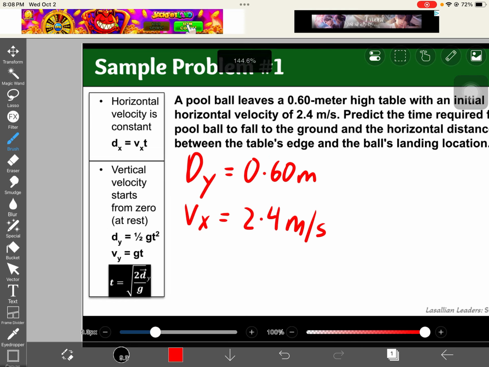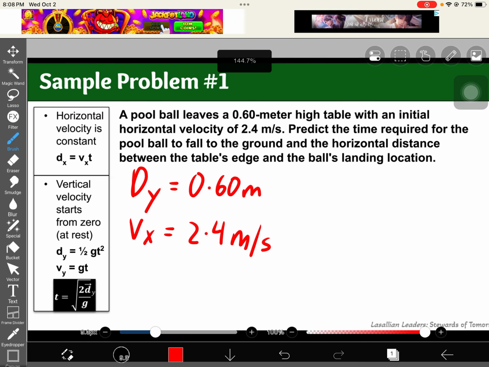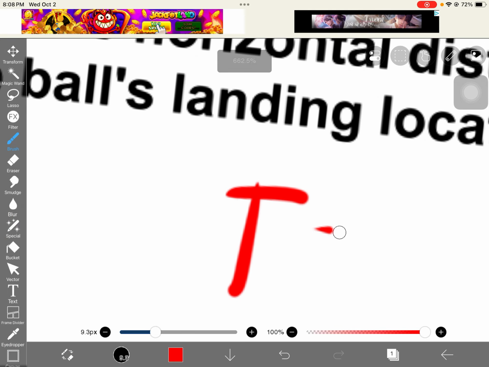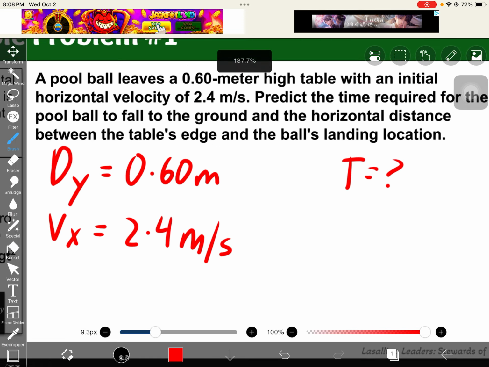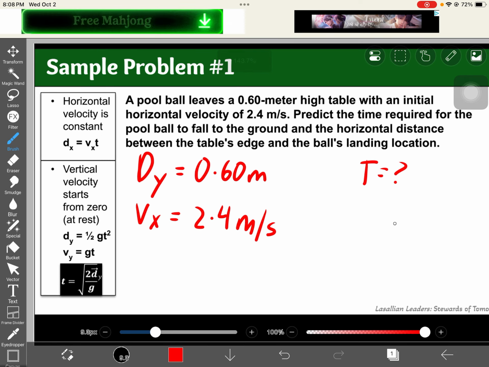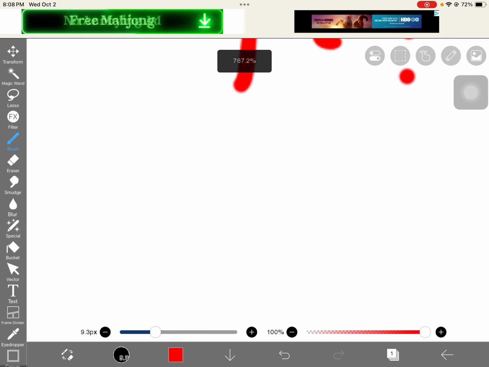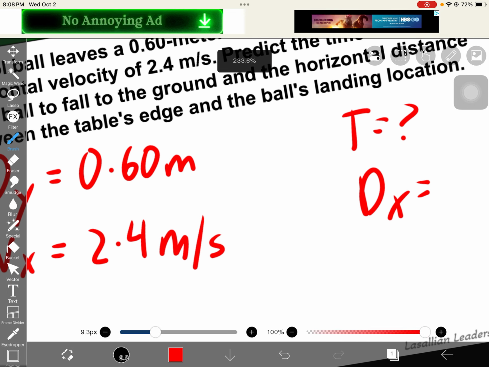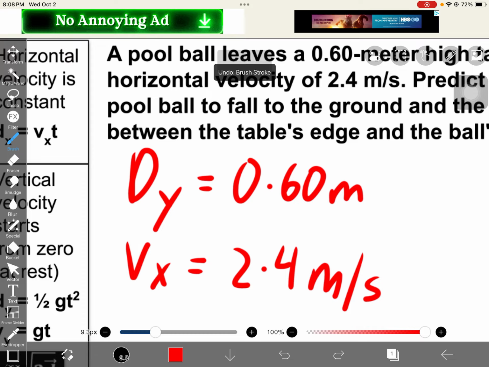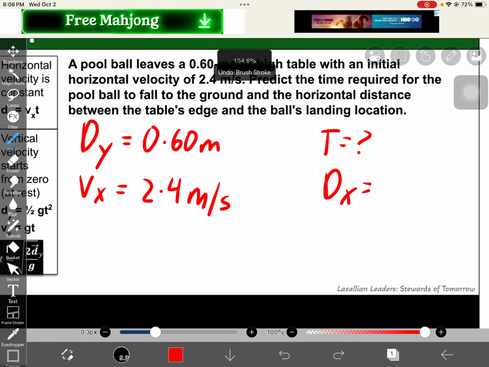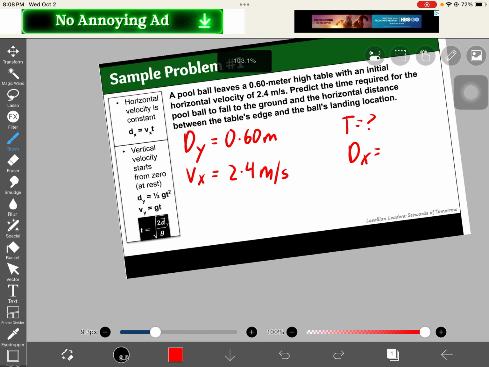So what the question is asking for is the time, and the horizontal distance. Distance x, because we have distance y, which is the height of the table. Distance x is what we need to find. Okay, I'll illustrate.